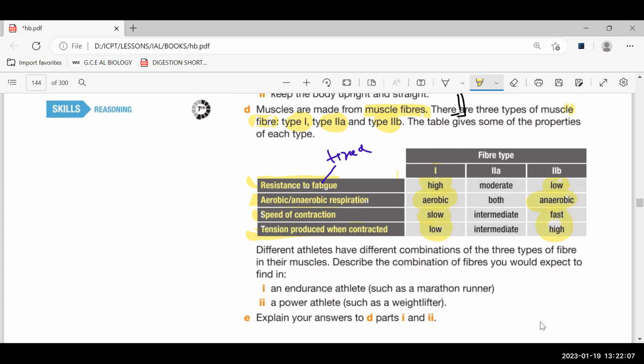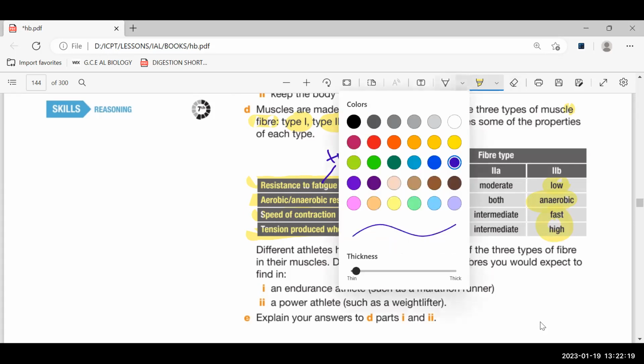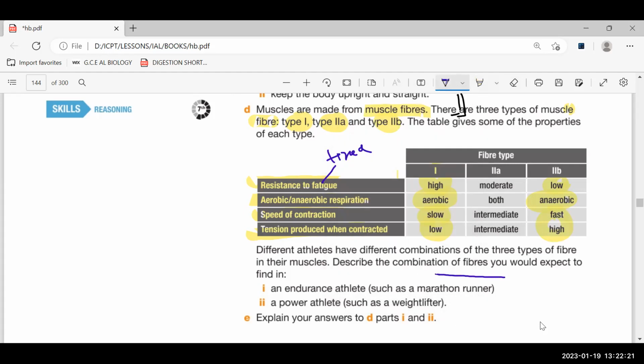Different athletes have different combinations of the three types of fiber in the muscle. Describe the combination of fibers you expect to find in a marathon runner. So can you tell me what kind of fibers a marathon runner can have? Is it 1 or 2A or 2B? Which one do you think marathon runners have?